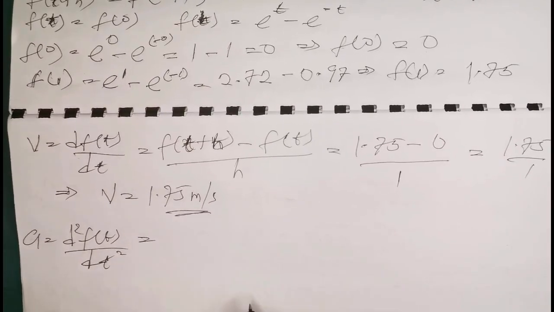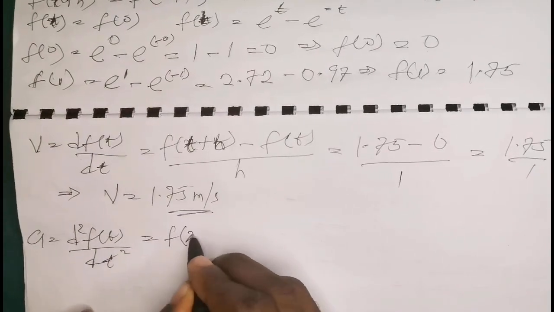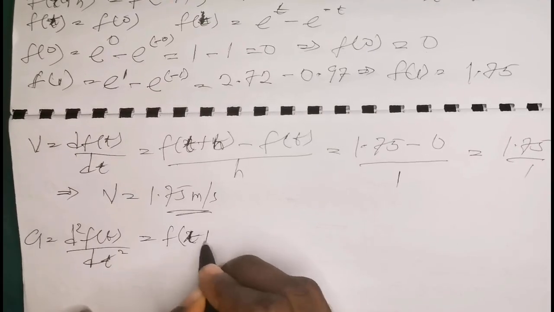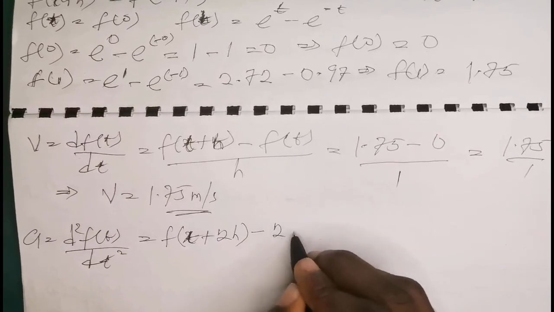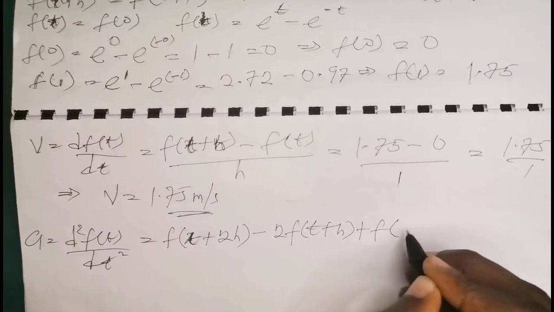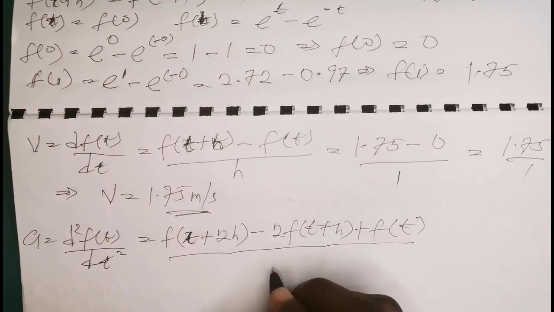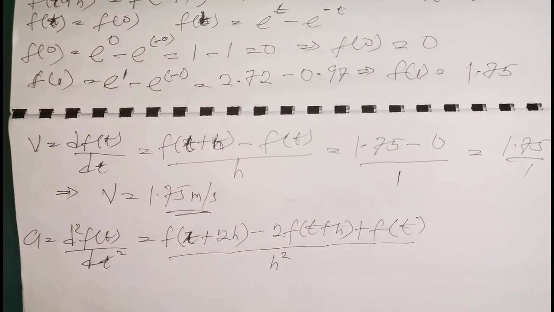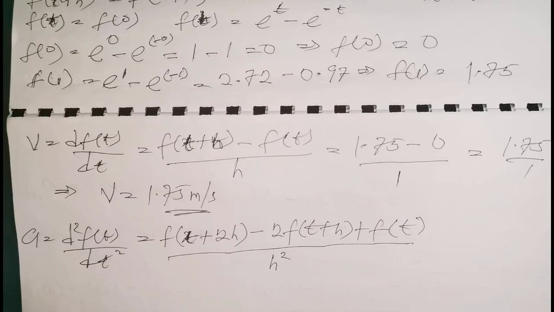So we are using the second derivative test now for the acceleration, and that is equal to f of x, or f of t in this case, plus 2h minus 2f of t plus h plus f of t, all over h squared. So this is the formula we use for our second derivative approximation. Okay, so let's plug in these values.